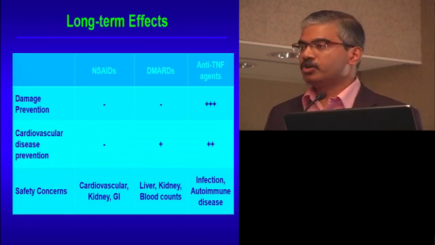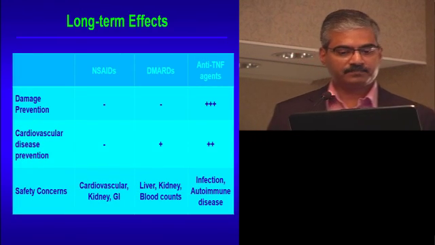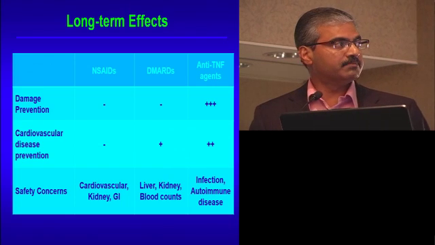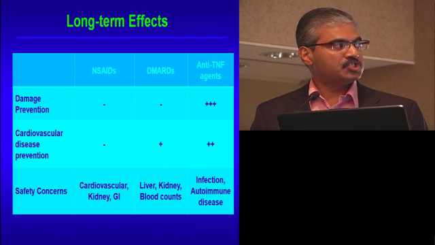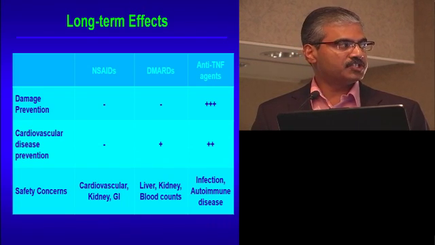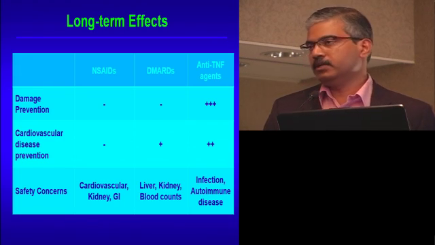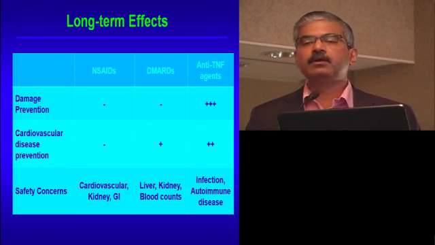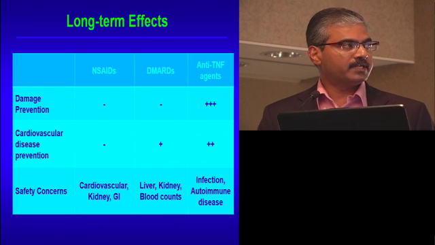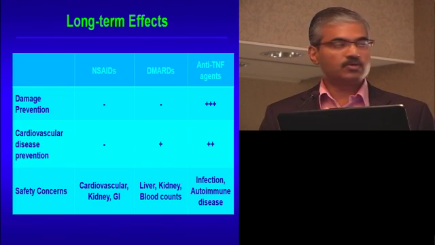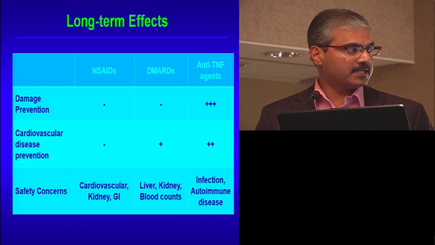Now, what are the consequences of being on these drugs in the long term? The damage prevention has been shown only with anti-TNF agents. Cardiovascular prevention is shown somewhat with DMARDs, not in AS or PSA, but in other diseases like rheumatoid arthritis. And anti-TNF agents are also thought to help in preventing cardiovascular disease.